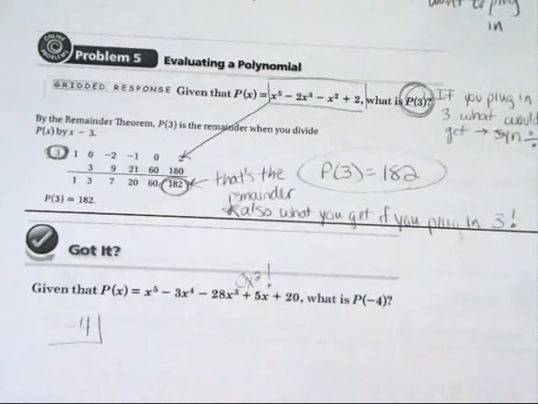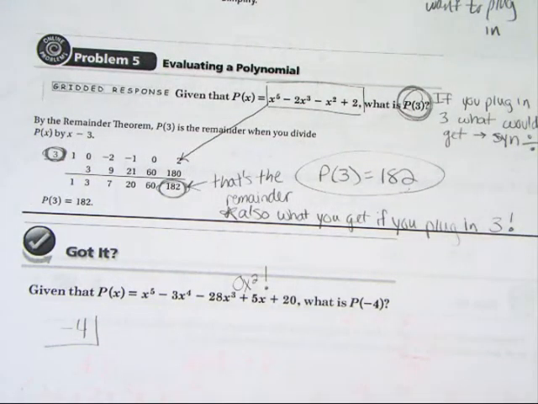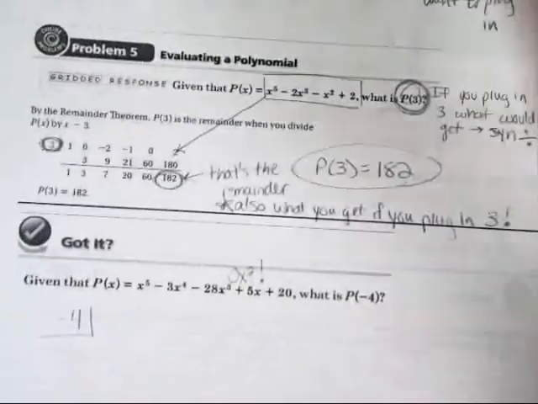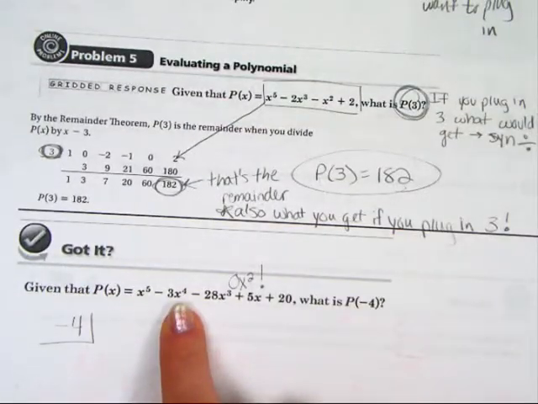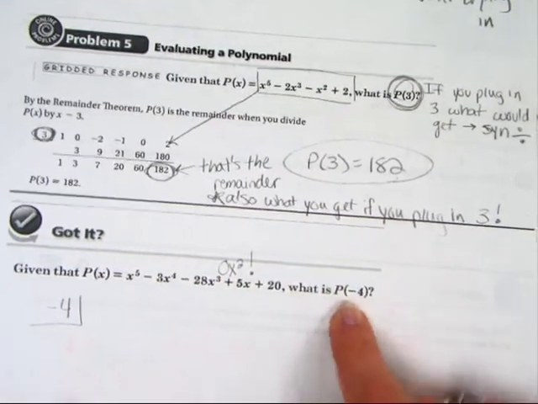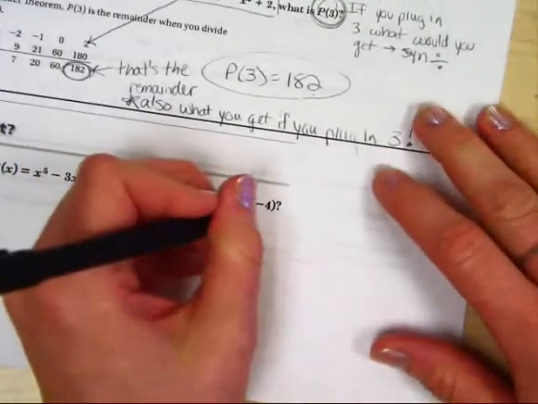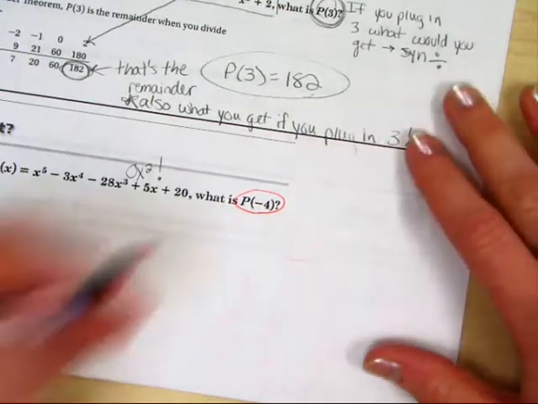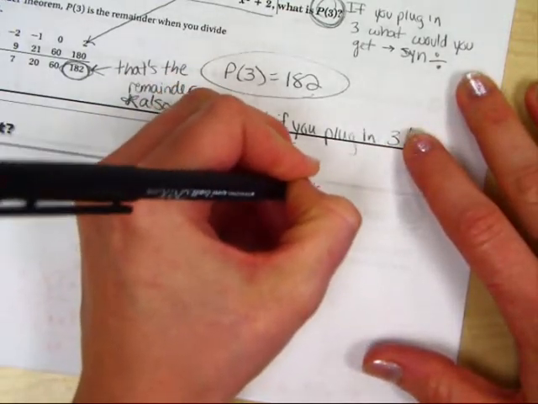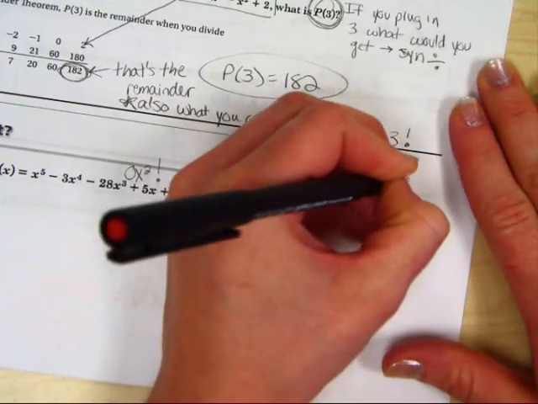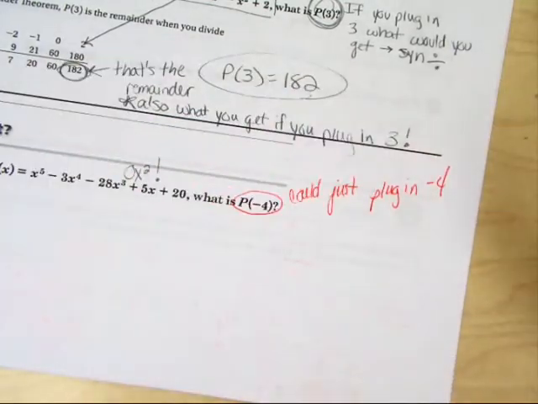All the way at the bottom. Looks like I already kind of told you that in Got It number 5 you're going to start with, well, let's go ahead and read what it says. We have a polynomial, and they want us to figure out what is p of negative 4. Now remember, another way of doing this is you could just plug in negative 4, right? You could just plug that thing in and get your answer.